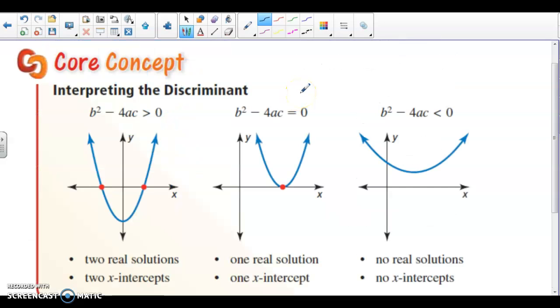So the next part is interpreting the discriminant. The discriminant is the value inside of the radical sign. So the b squared minus 4ac, that is called the discriminant.